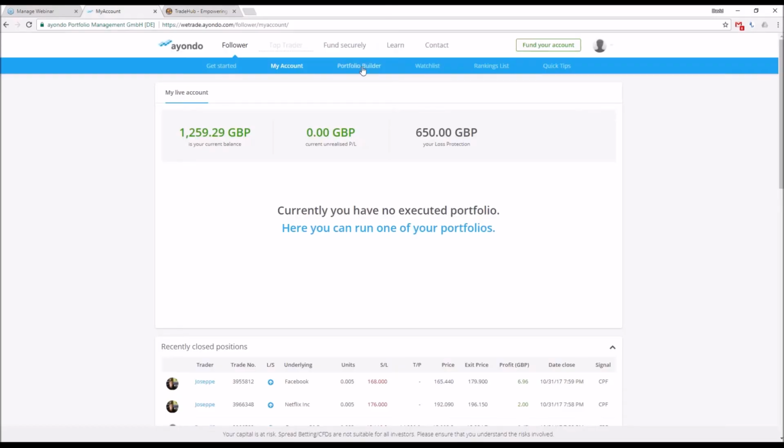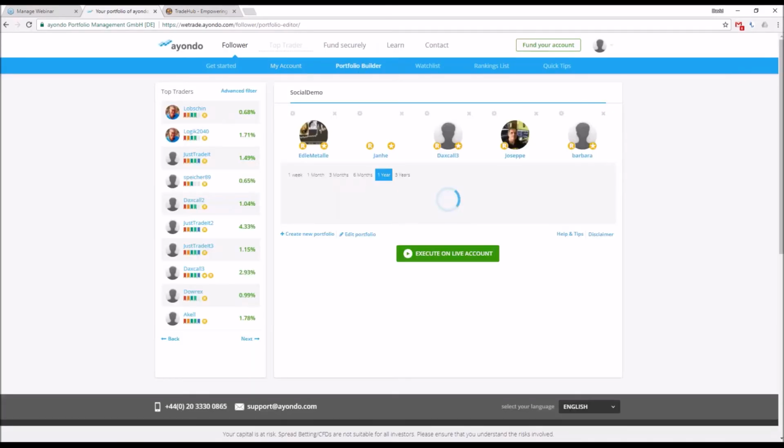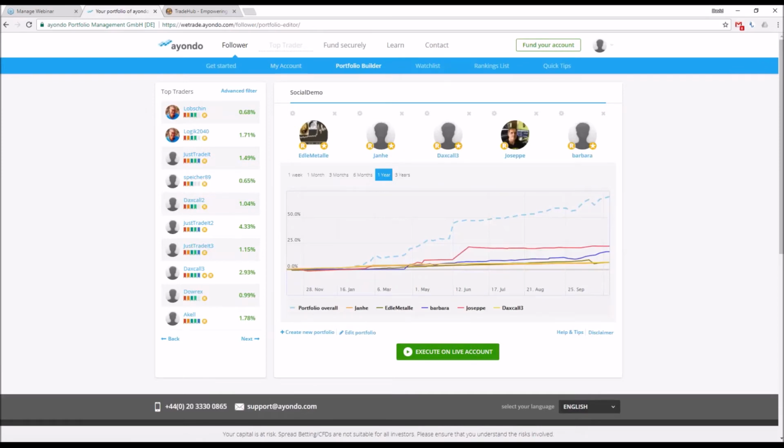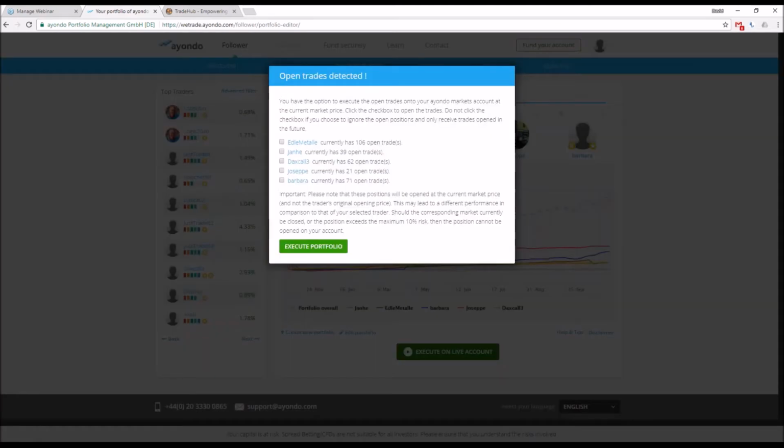So what I would do now, it's as if I'm starting afresh. I've built up my portfolio of 5 traders. So let's say you were just setting up your account for the first time. This is what you'd see. You'd build up your portfolio of traders. Here are the 5 people that we picked. And I'd now pick execute on live account. So this is me starting from scratch.